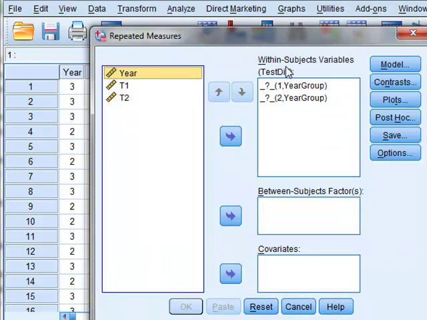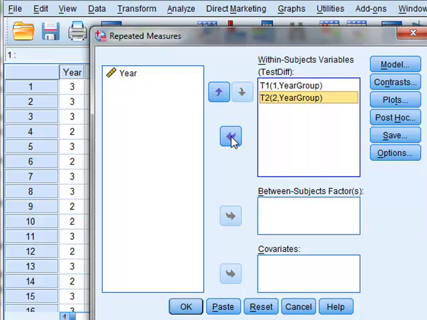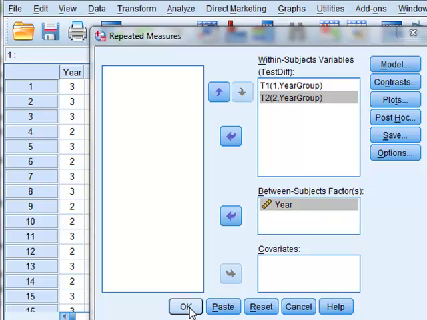and so the two levels of the within subjects variable are T1 and T2, and the between subjects factor is the year of the student. We now run the test.